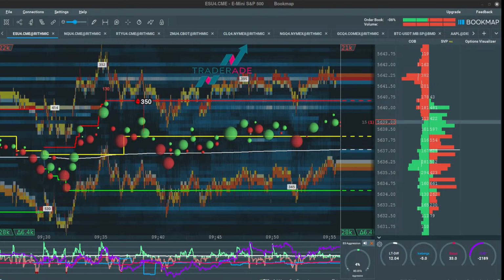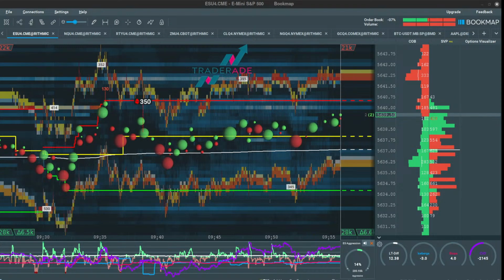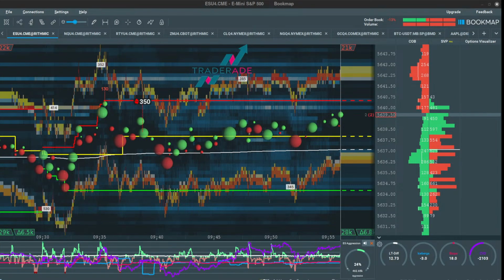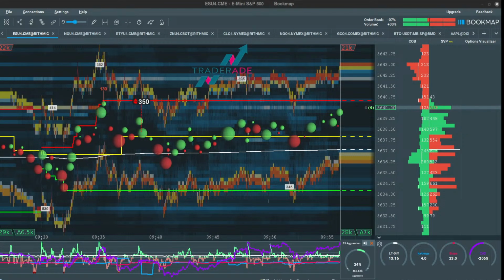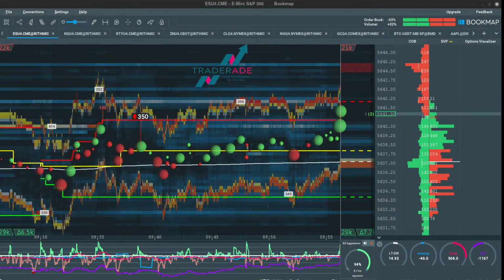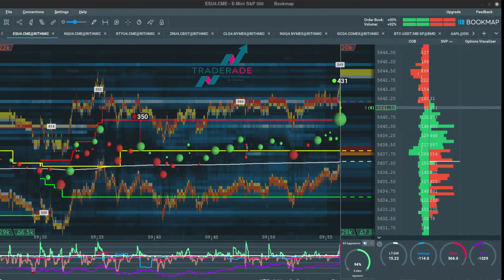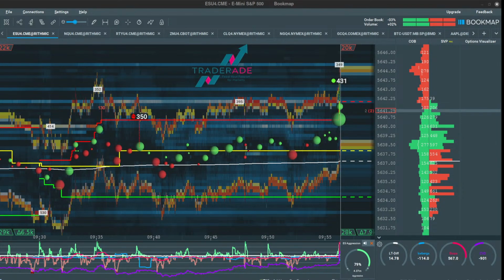We do see liquidity thinning out as we approach Powell and Yellen's testimony. And we are seeing some buying pressure coming in here. You can hear it. We can see it on the screen with those larger green delta bubbles.